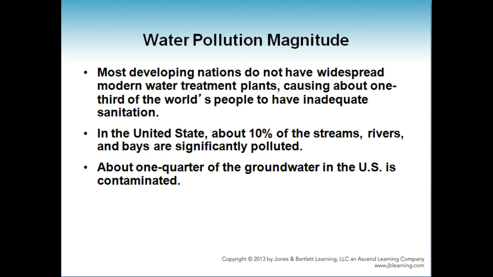The magnitude of water pollution is quite large. Most developing nations do not have widespread modern water treatment plants, causing about 1/3 of the world's people to have inadequate sanitation. In the US, about 10% of streams, rivers, and bays are significantly polluted. Also, about 1/4 of the groundwater in the US is contaminated and unsuitable for drinking.